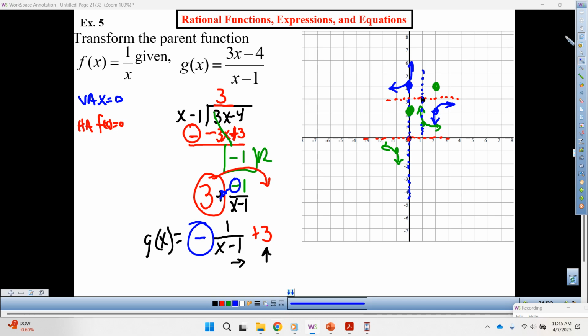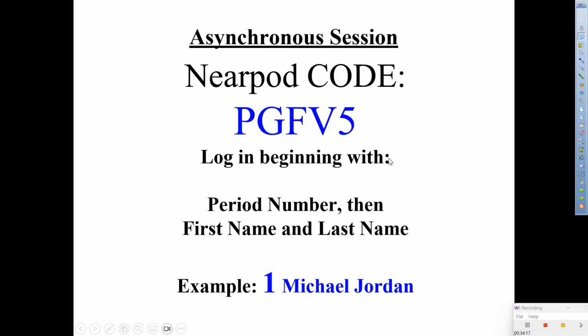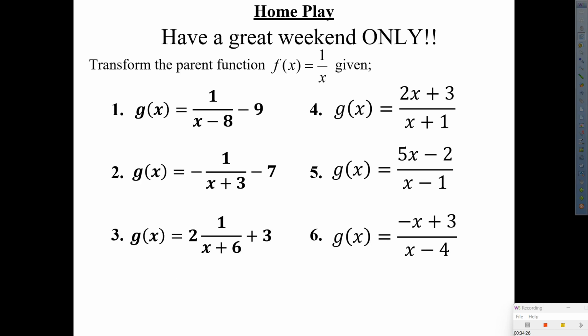All right? So, there's a code for the home plate for tonight. Once again, PGFB5, PGFB5. And the home plate is going to look something like this. It's only 6 of them. I gave you 3 that are already in the rational form, and the other ones where you need to do the long division. All right, we'll stop right there.